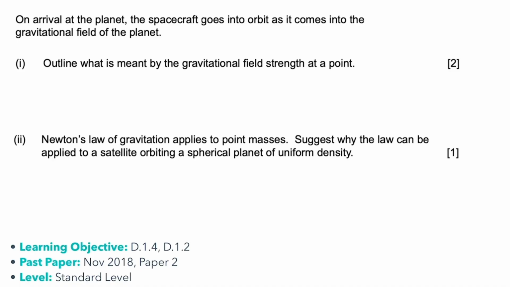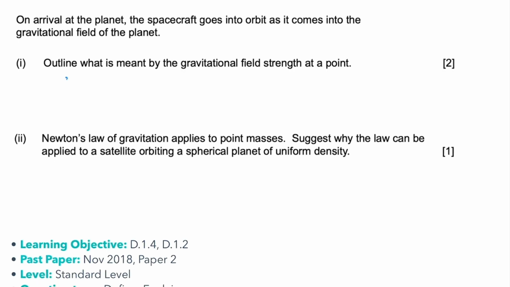Oh, well, we've seen this already. Fabulous. The gravitational field strength at a point is the gravitational force per unit mass on a small test mass. And why is it important to have a test mass? Well, a test mass is one where the gravitational field strength felt by the test mass or created by the test mass is negligible. 2. Newton's law of gravitation applies to point masses.